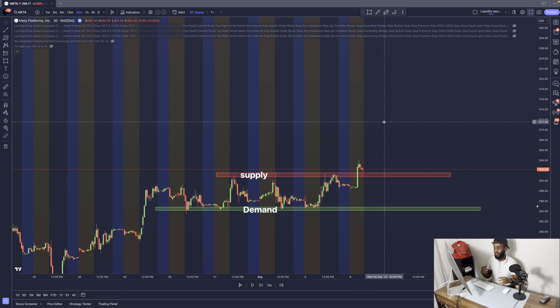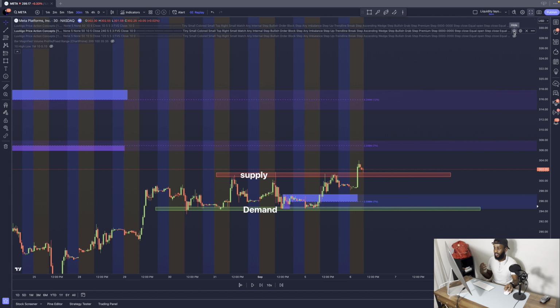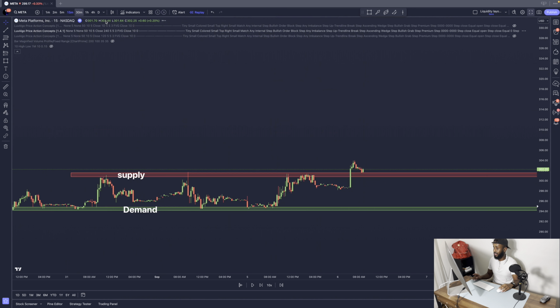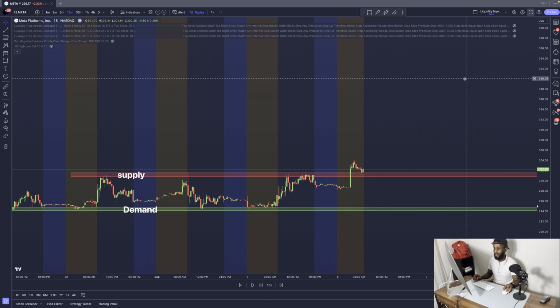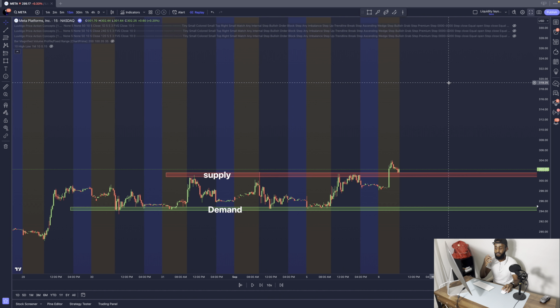So now that we have our supply levels and our demand levels, and we see that there is more buying around here, we can expect that price might come to retest around this area if it breaks this supply zone. That's the kind of questions I ask myself before the market opens. And now is the key indicator, which is volume. That determines everything.